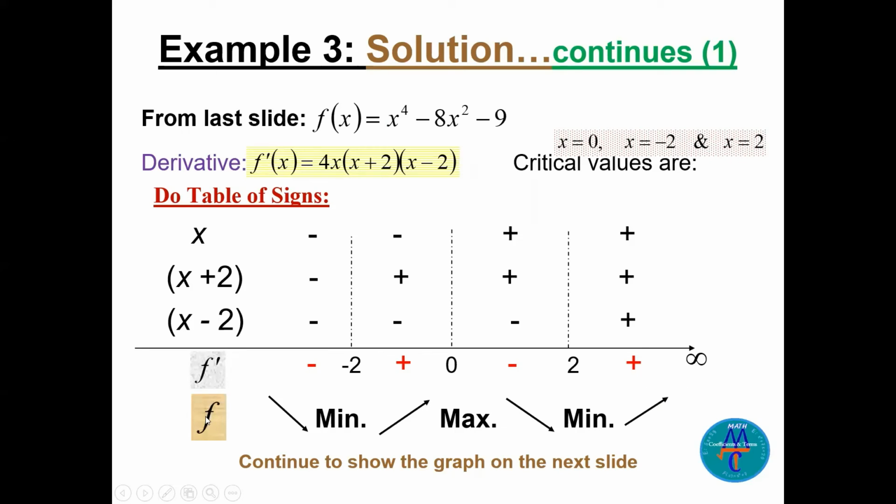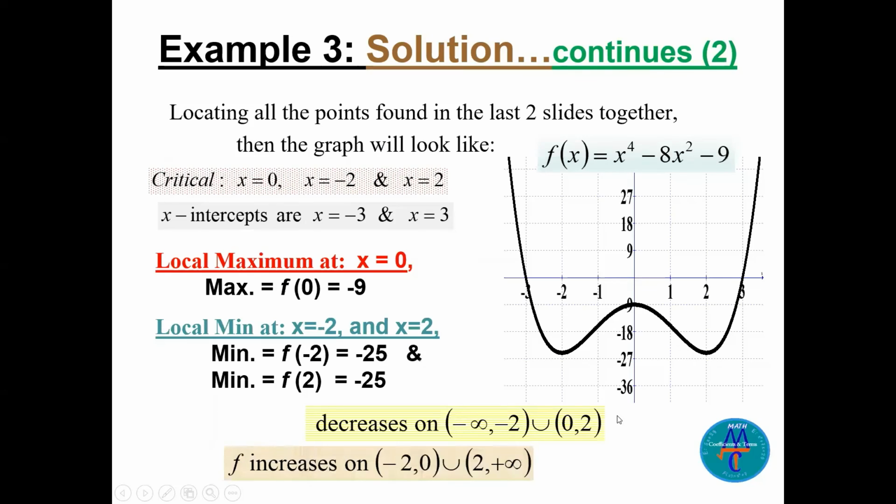That means the function f is decreasing and then increasing, so there is a minimum here. Increasing, then decreasing, there is a max at 0. And then decreasing, increasing, there is a min at 2. So we can put all these together on the next slide to see the nice graph of this function, x to the power 4 minus 8x squared minus 9. We have the critical values 0, -2, and 2.